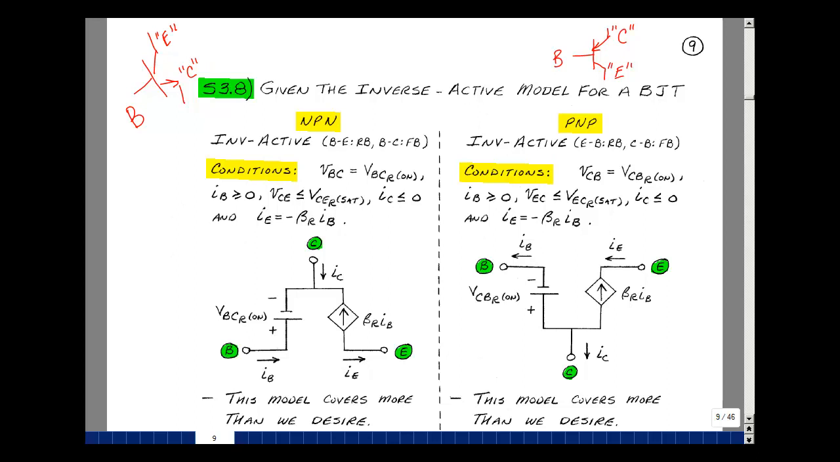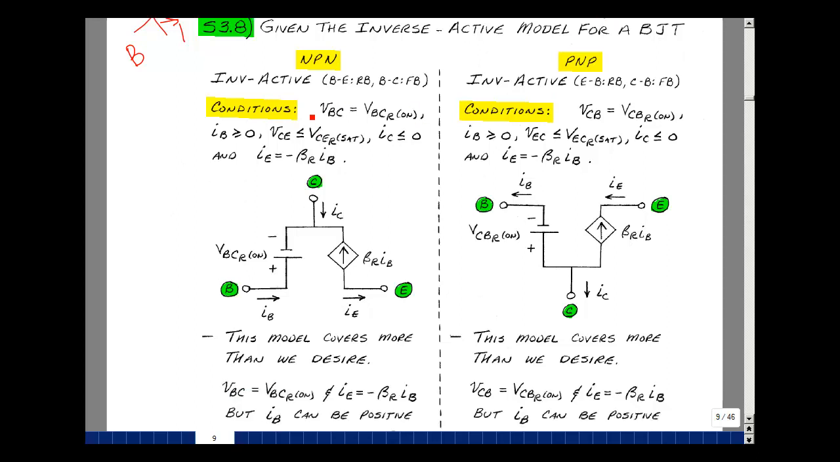Can we build all these conditions into the model? Clearly this is a battery between the base and the collector. I've got a battery, I'll call it V sub BCR on. And then I've got a relationship between the current in the emitter and the base. I could use a current-controlled current source. Here's my emitter current, base current, and collector current, just taking our original definitions. And this current is the negative of beta R I sub B, so I'll show my current source going in this direction.